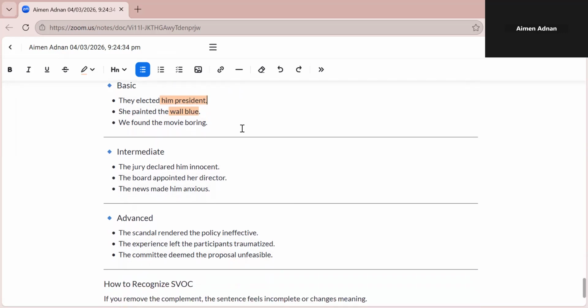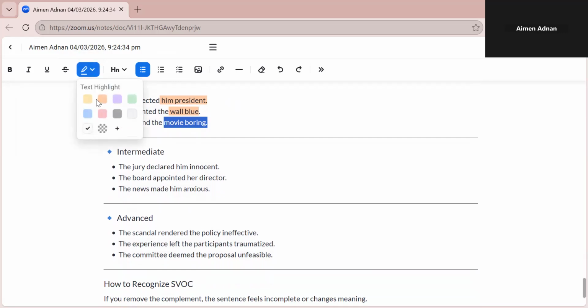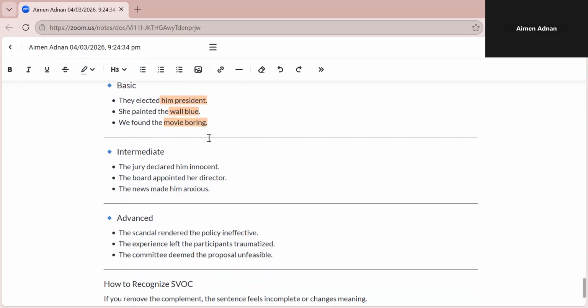Look at the next example. She found the movie boring. Now, the feature of the movie was that it was boring. So, movie will be the object and boring will be the complement.